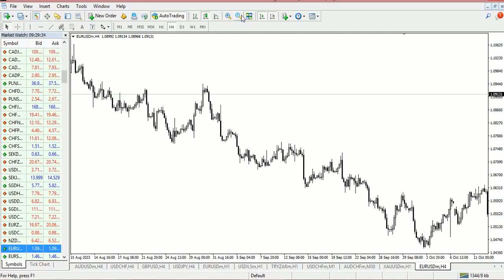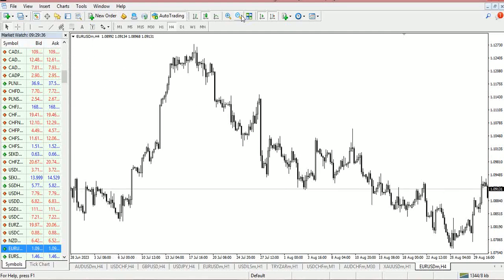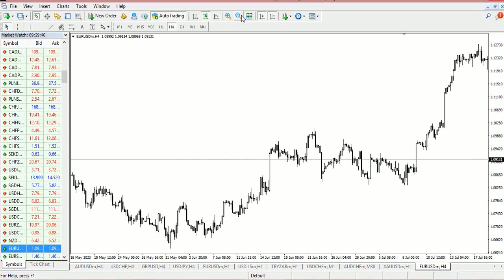So I'm just looking for some Quasimodo that has a base candle. Hopefully I will find one here.